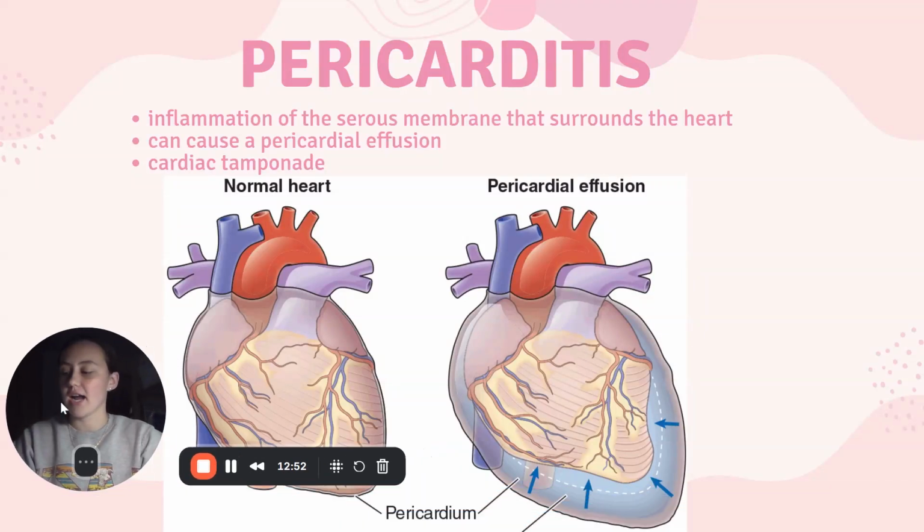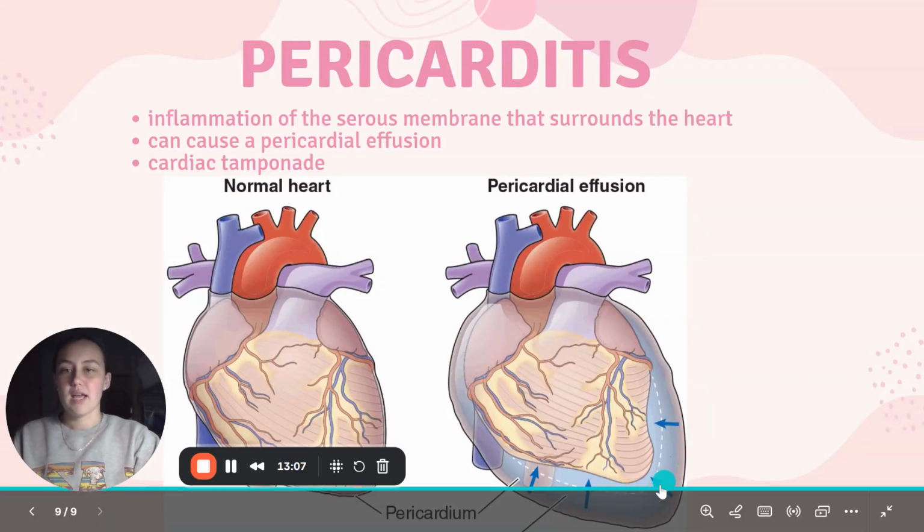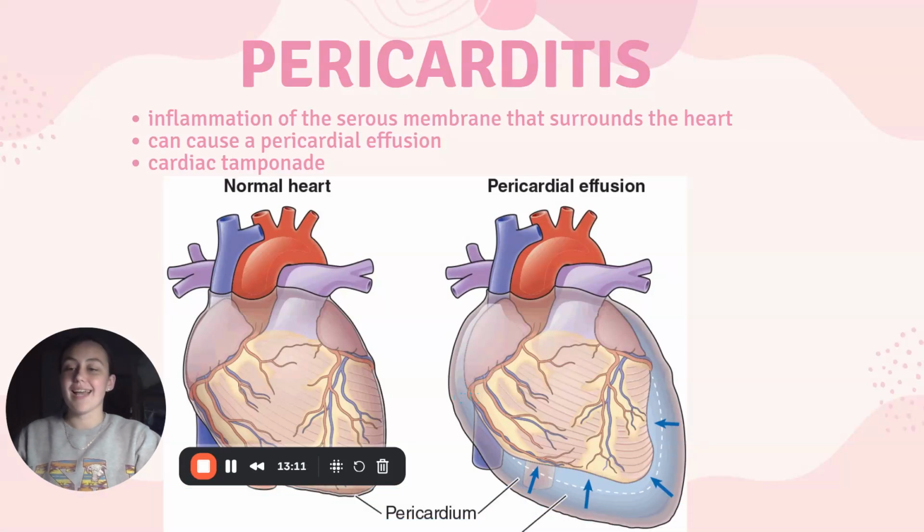Okay, pericarditis. Inflammation of the serous membrane that surrounds the heart. So there's one membrane. It has 2 or 3 layers. And the serous membrane around the outside, that can fill with fluid, and that is called a pericardial effusion. So just like a pleural effusion where too much fluid is around your lungs, pericardial effusion is water in the pericardial sac of the heart, right?